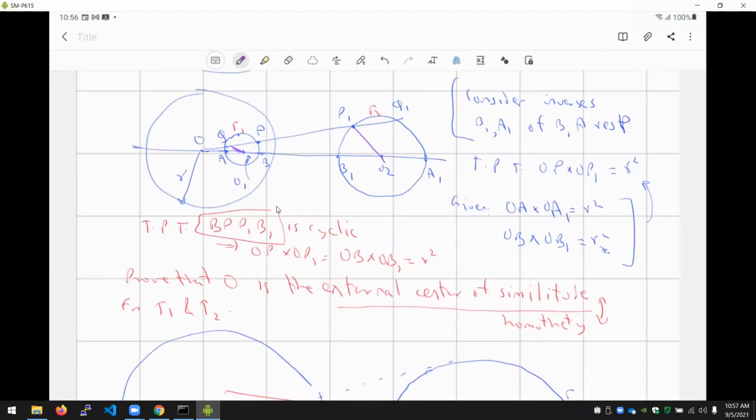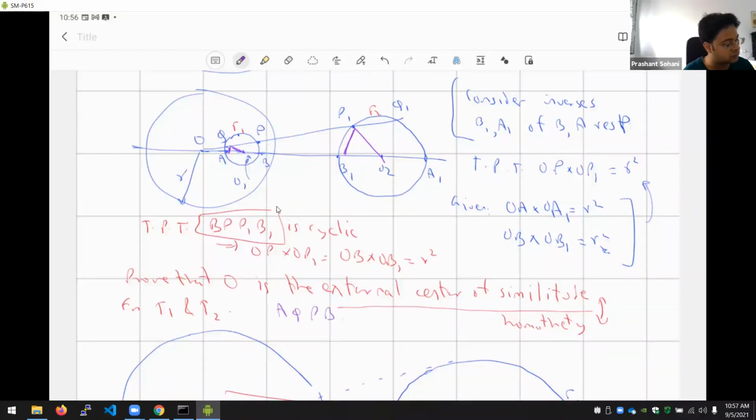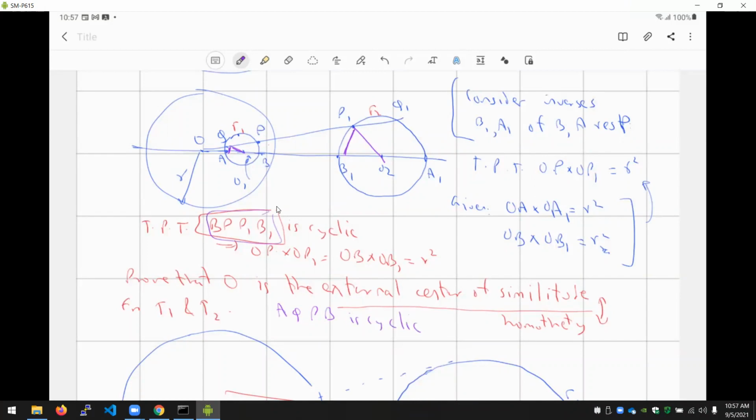Yes, sir. And not only that, even P1 B1 will be parallel to AQ. Yes. So, and we already know AQPB is cyclic. So we can use the angles to chase the fact that even these four are cyclic, the one which we want. Yes, sir. So I think hopefully you can see the intermediate steps there.